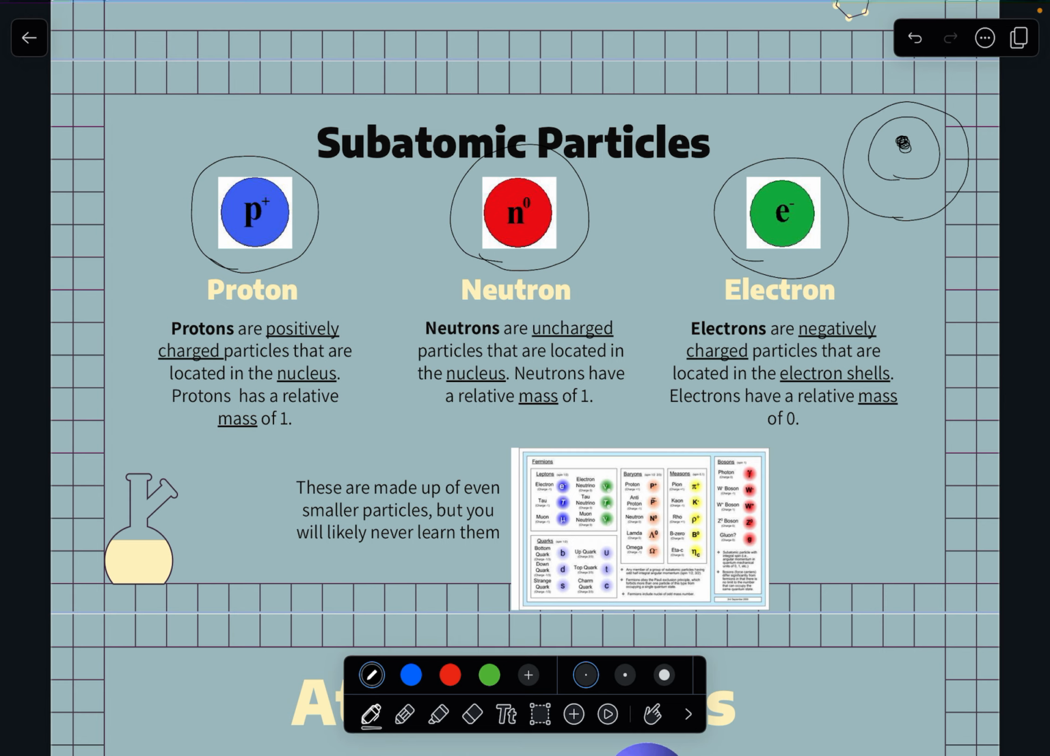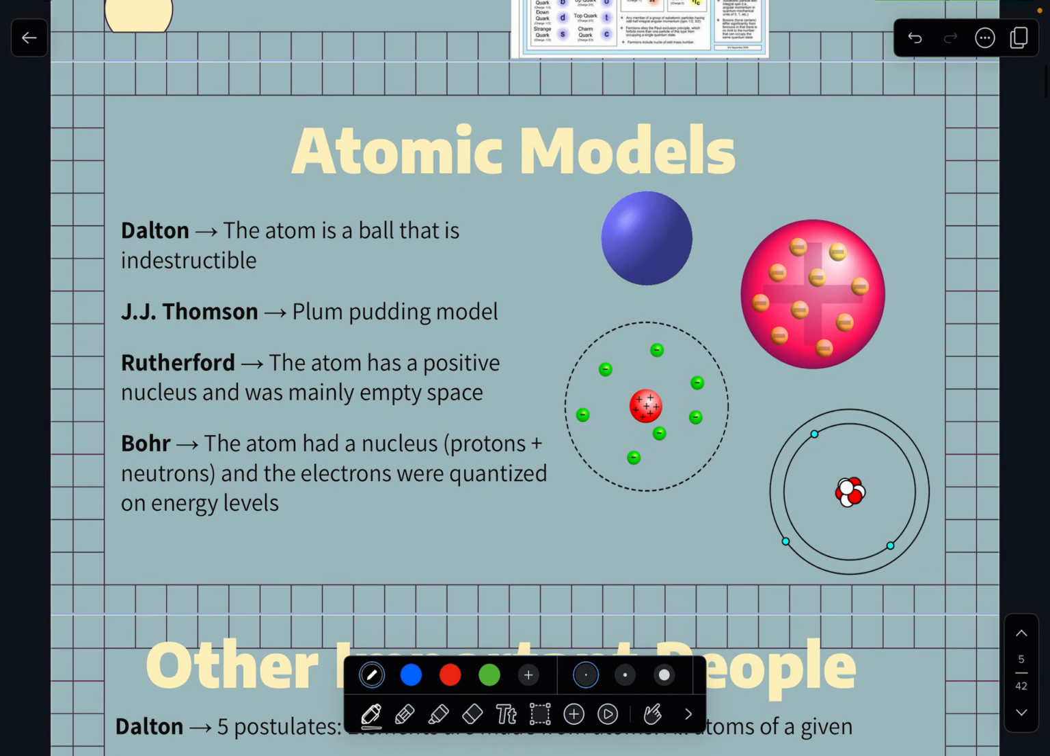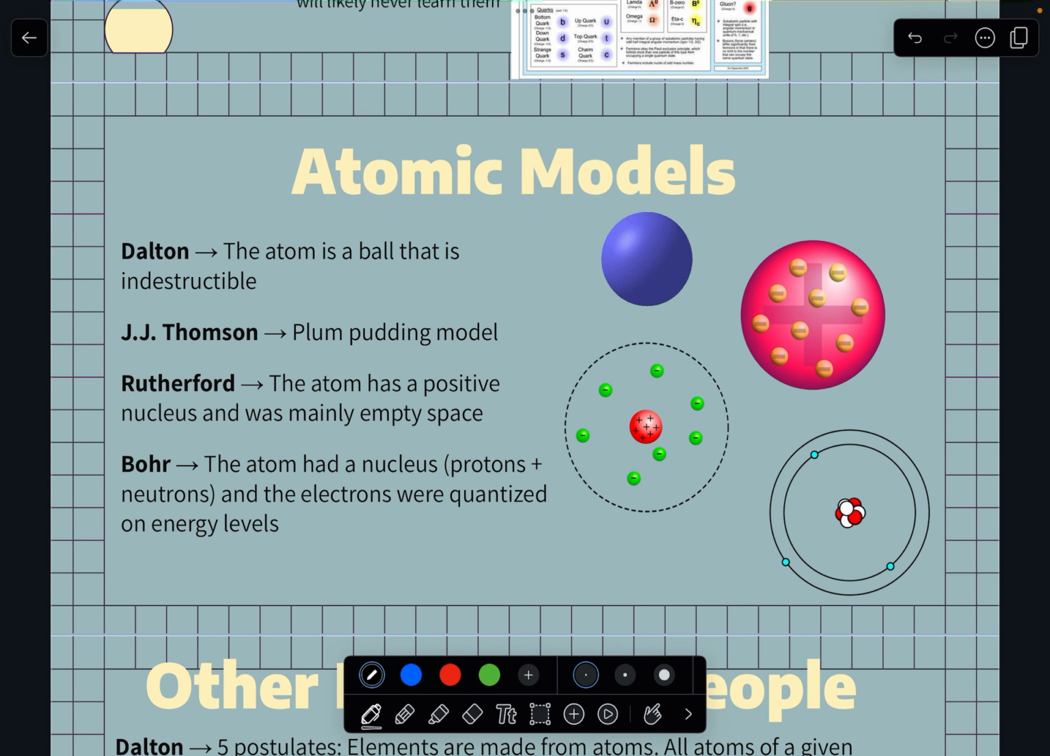Electrons are negatively charged. They are located in the electron shells, right? So those are these shells or the circles around the nucleus. And they have a mass of 0. Those are the only 3 subatomic particles you'll need to know for AP chemistry. There are some smaller particles that these are made out of. This is still being researched. We are not going to talk about these at all, but if you're interested in that, you're free to look that up.